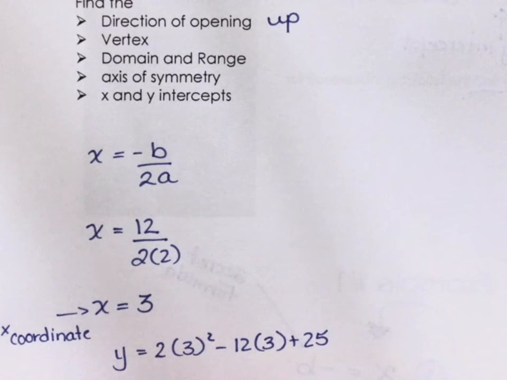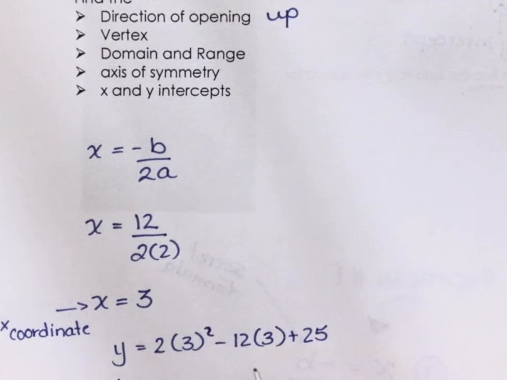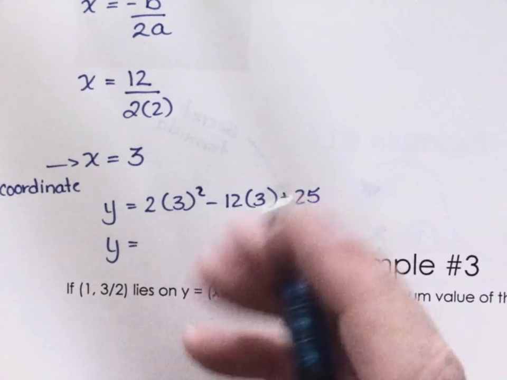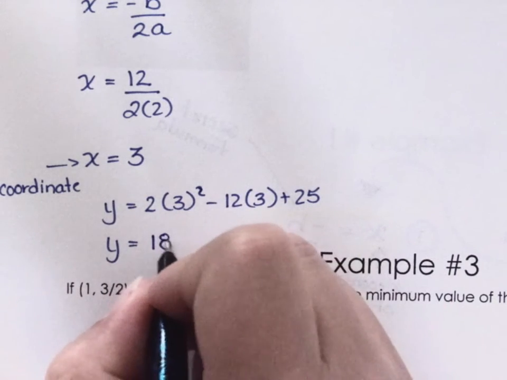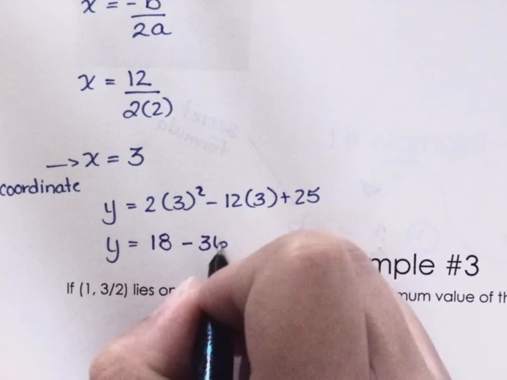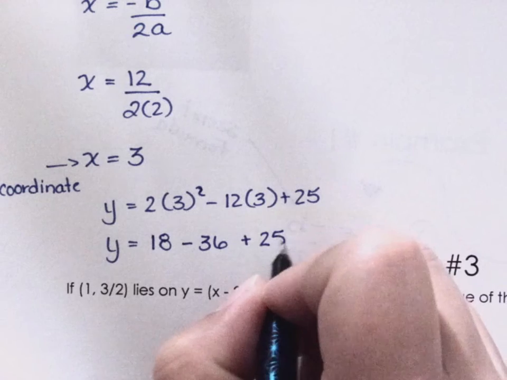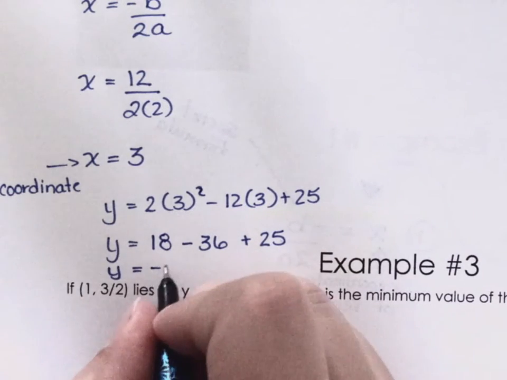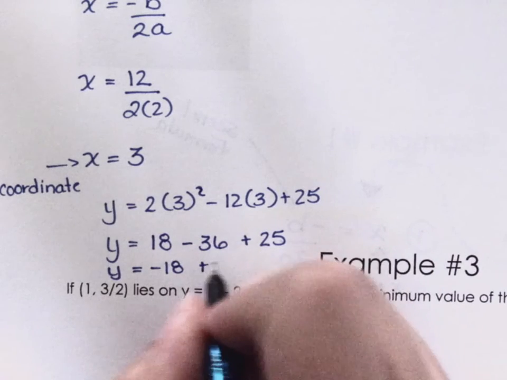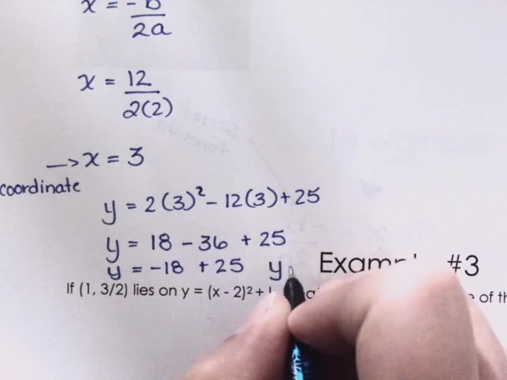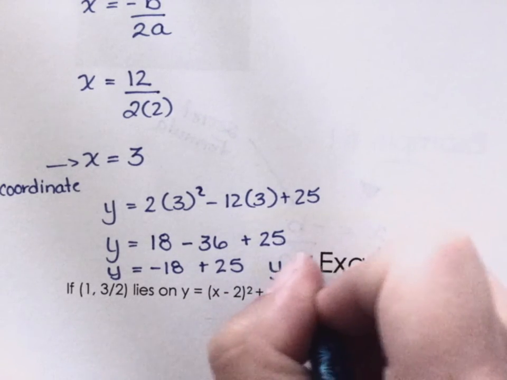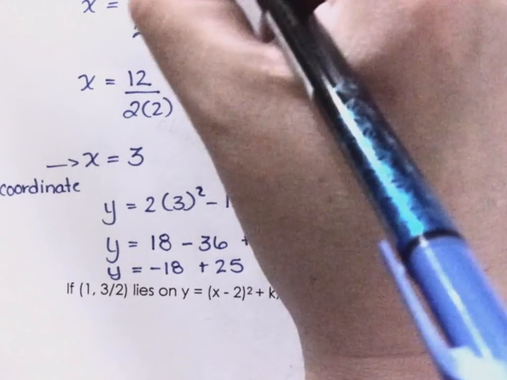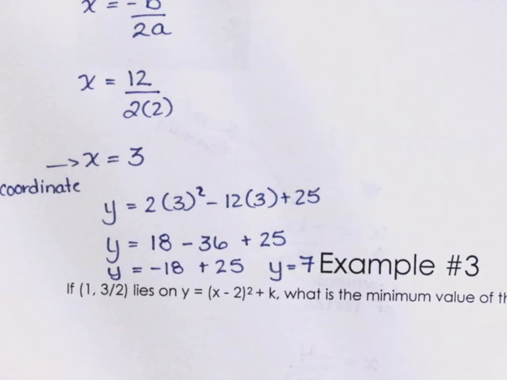Oh my goodness, I've got to do some math here. I'm squishing it in. Do you guys mind if I skip some steps? Like that's 9. 9 times 2 is 18. 18 minus 36 plus 25. Whew. So we have a -18 plus 25. So y is equal to +7. So my vertex is at (3, 7).